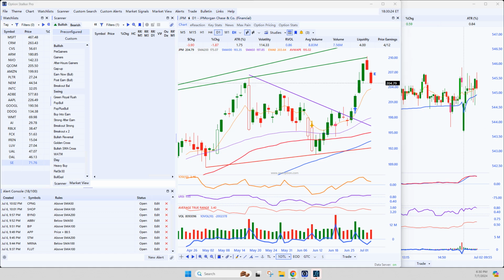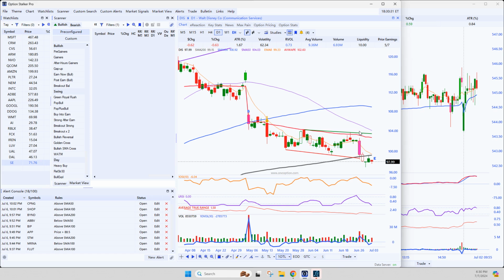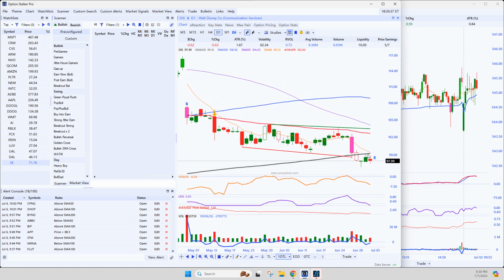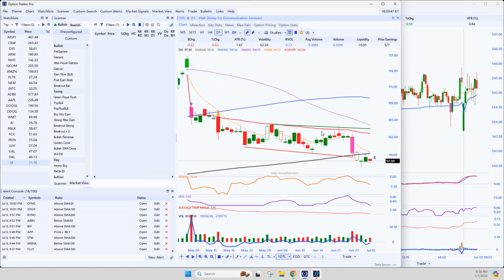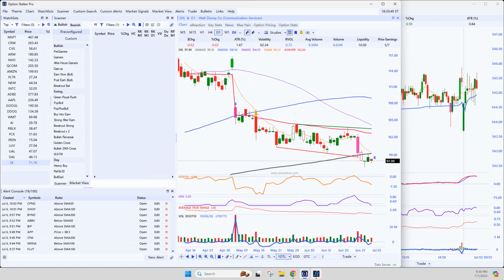Next trade, Disney. Okay, so we have Disney here. I went short Disney on July 1st at 11:23. So July 1st, this red key bar through the 200 SMA at 11:23 a.m. at 98.16. So I'll first go over the D1 basis again on Disney and why I liked it.